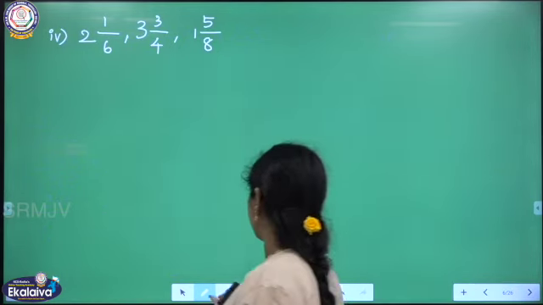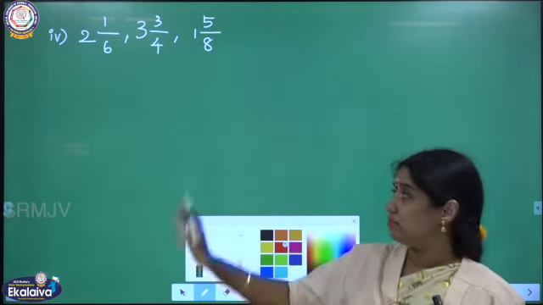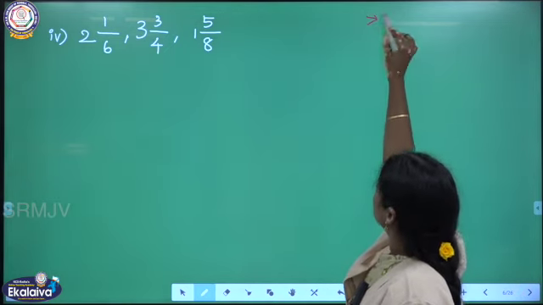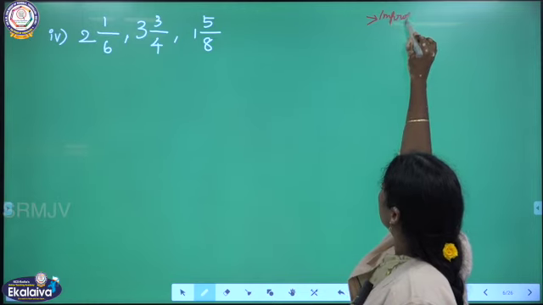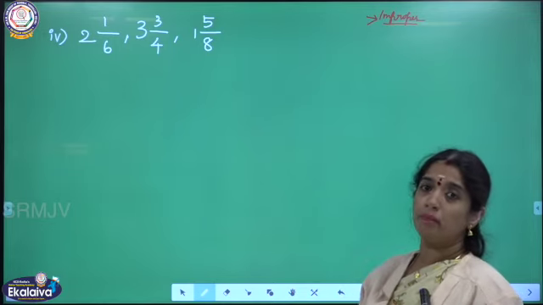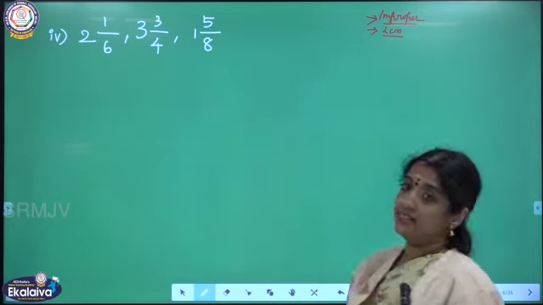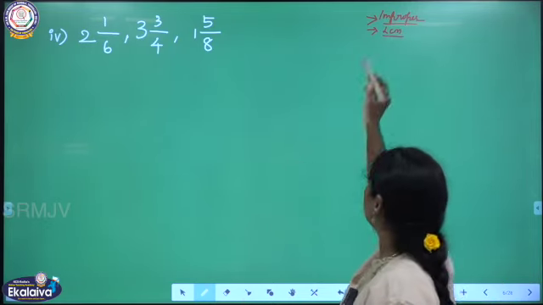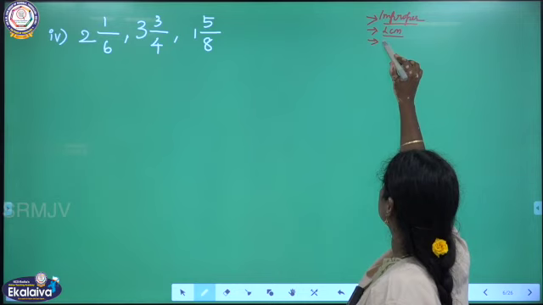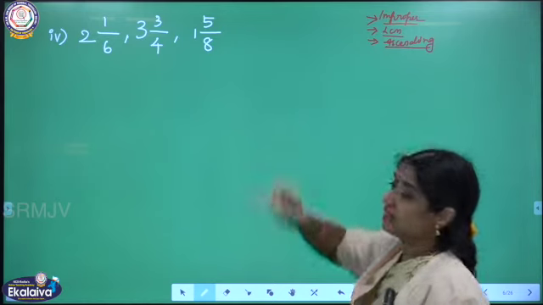Now listen. See this, they are given as mixed fractions. The first step, I am going to change this into improper. The first step, what do I have to do? Change the mixed into improper. After getting improper, I am going to find the LCM. After finding the LCM, it is to be what fraction? Like fraction. Then I am going to arrange this in ascending order. So these are the 3 steps I am going to do in this sum.